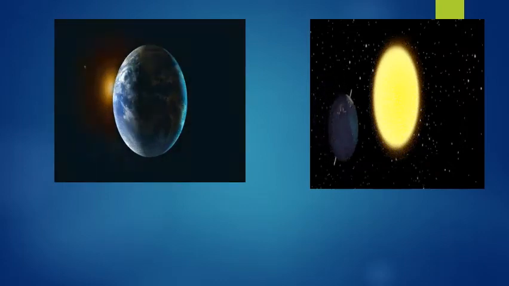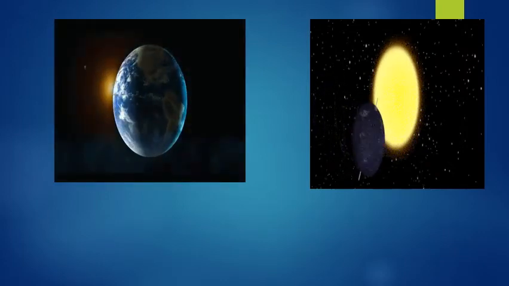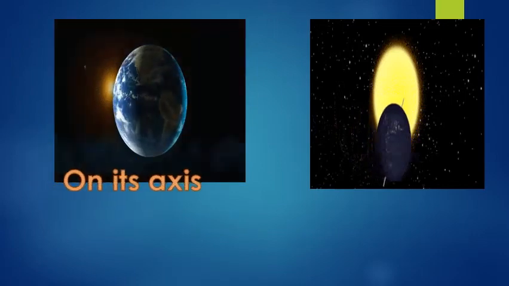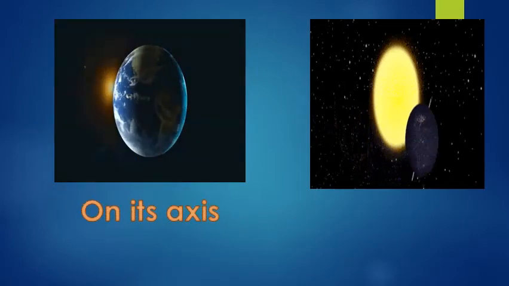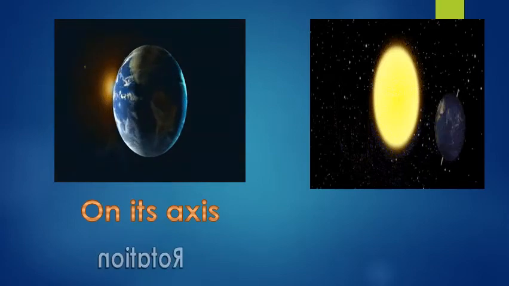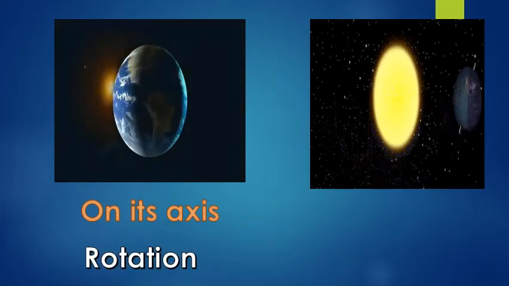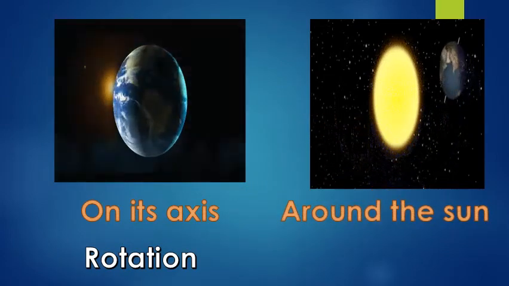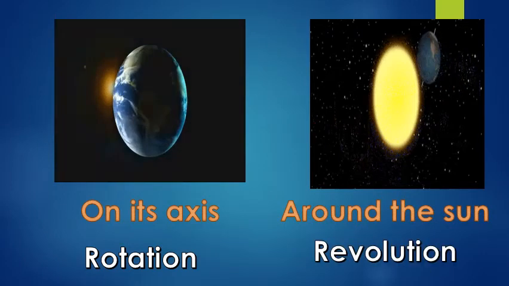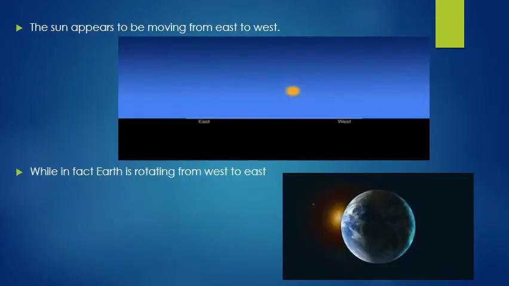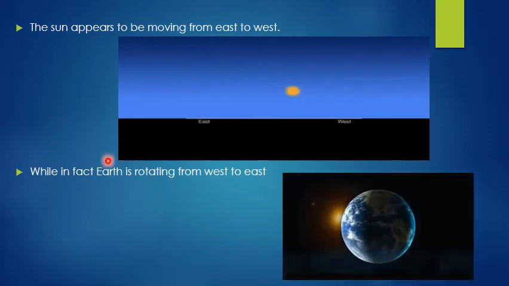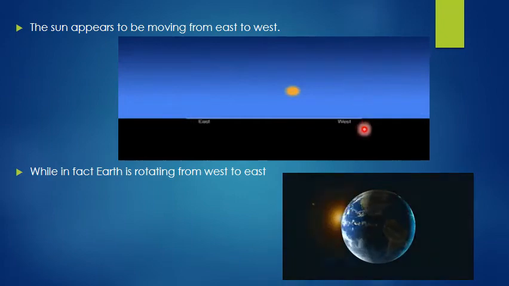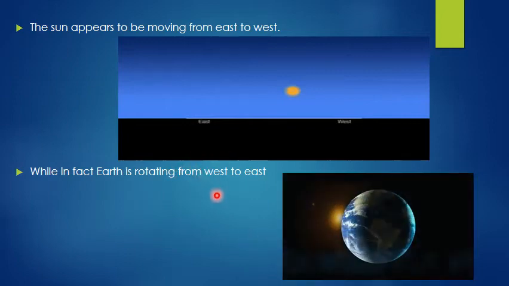So now let's make just a little differentiation. Please pay attention. If the Earth is rotating around its axis, it's called rotation. But if it's revolving around the sun, it's called revolution. So as I told you guys, the sun appears to be moving from the east to the west, but actually what happens is the Earth is the one rotating from the west to the east.